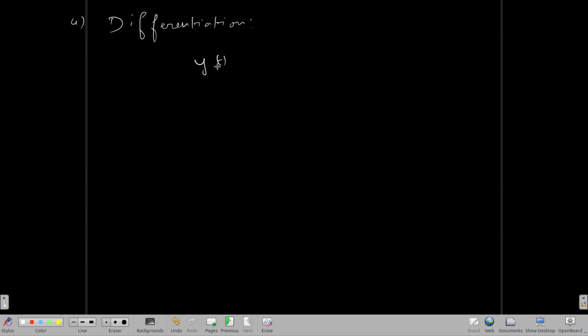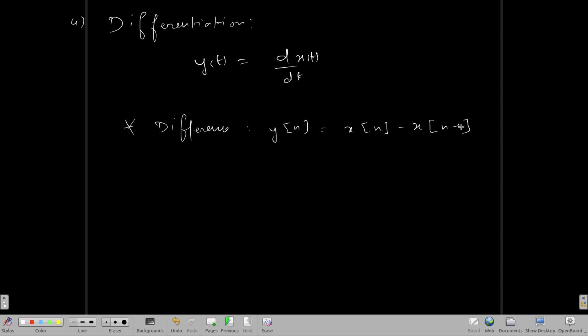So the equation is y of t is equal to d by dt of x of t. So differentiation is for continuous time signals only. The equivalent for discrete time is called difference. We won't be dealing with it right now, because we need to learn a little bit more to understand this one. So difference is x of n minus x of n minus 1.